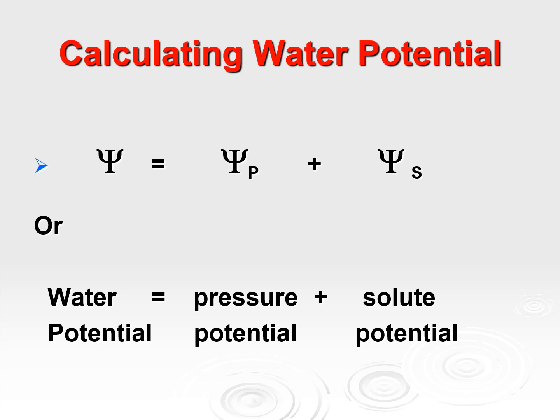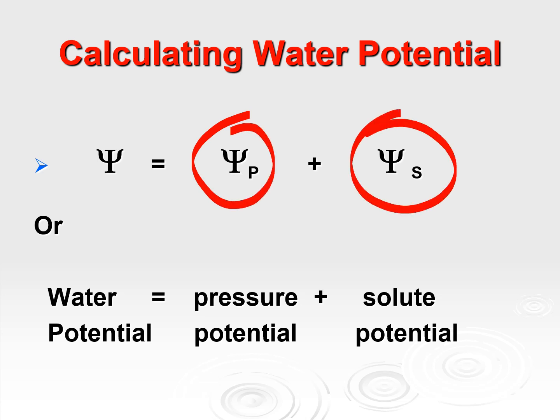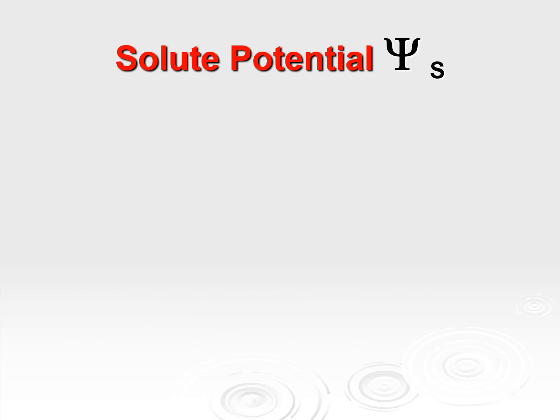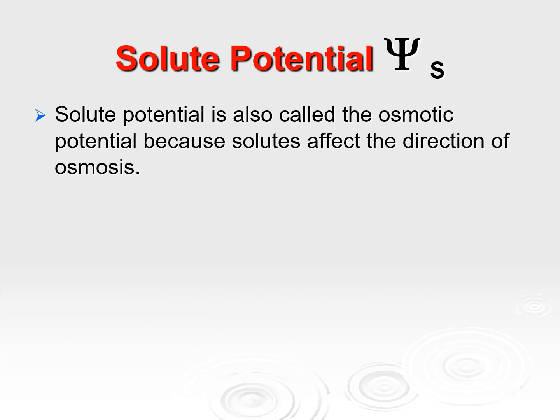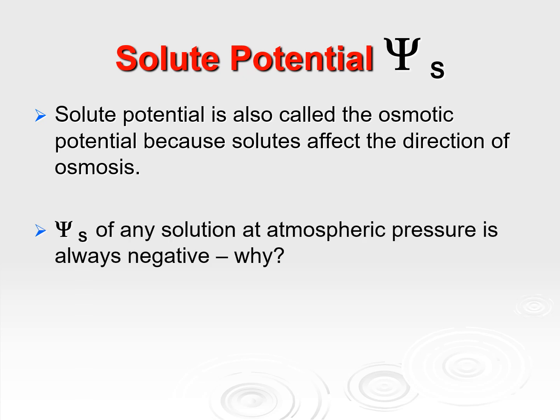When we calculate water potential, water potential is equal to pressure potential plus solute potential. So let's think about these two things here: water potential, pressure potential, and solute potential. Solute potential is really the osmotic potential, because solutes affect the direction of osmosis, or the direction of flow of water across a permeable membrane. The solute potential of any solution at atmospheric pressure is always negative, that is to say it always affects water potential in a negative way.